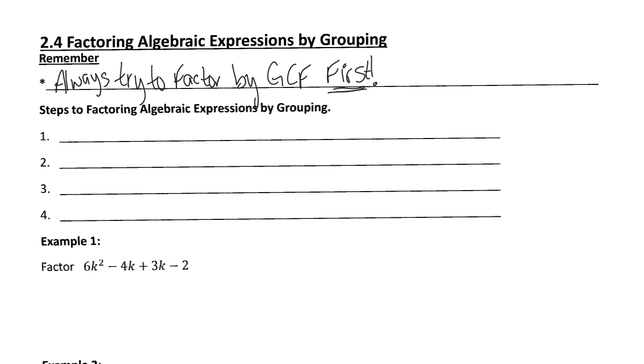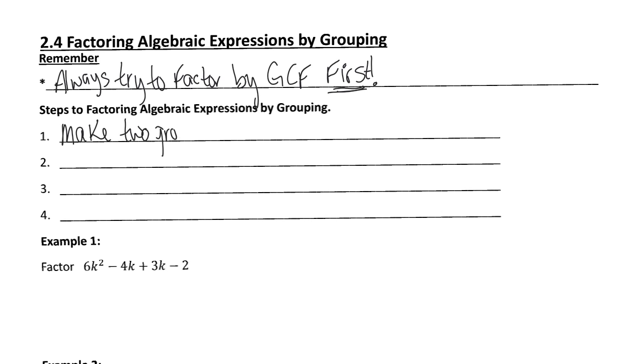Okay, that's super important. So steps to factoring algebraic expressions by grouping. I'm not going to put it in fancy words. I'm going to try to make it as easy to follow as possible. But when I first say all of the steps, it's not going to really make sense. But so the first step is to make two groups.